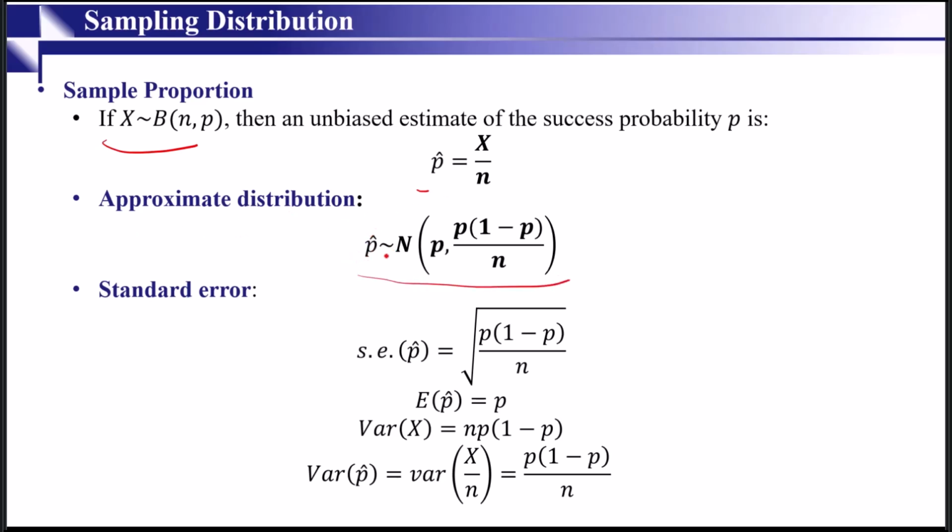The p hat follows a normal distribution with mean p and variance p multiplied by 1 minus p, probability of success times probability of failure, divided by n. The standard error of p hat is the square root of p multiplied by 1 minus p divided by n. The standard error provides an indication of the accuracy of the point estimate p hat. It means if we have smaller values of standard error, the point estimate is likely to be more accurate. Expectation of p hat is equal to p, and variance of X is n p multiplied by probability of failure. Variance of p hat is equal to variance of X divided by n squared, which is equal to p multiplied by 1 minus p divided by n.